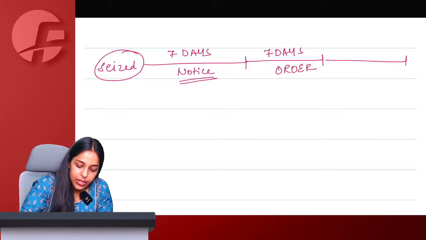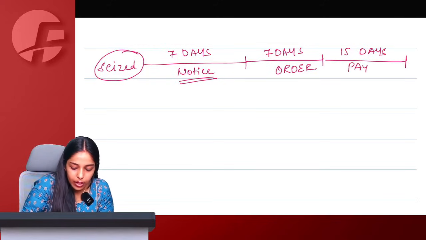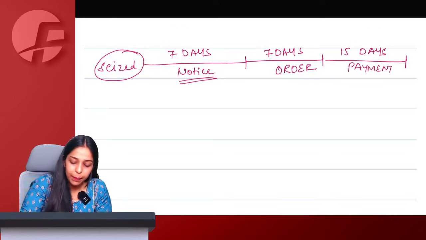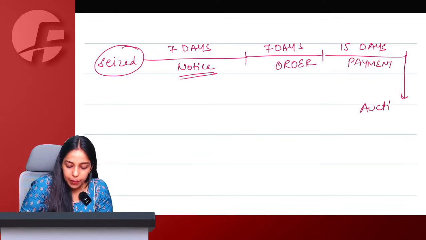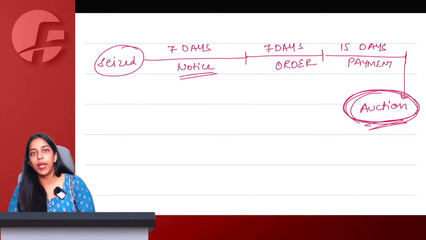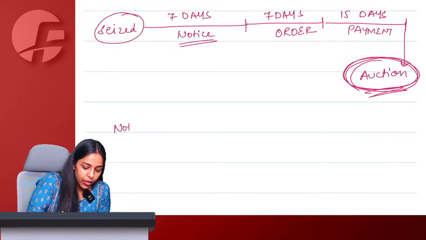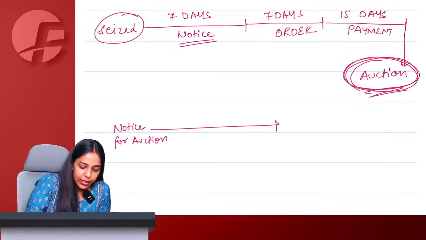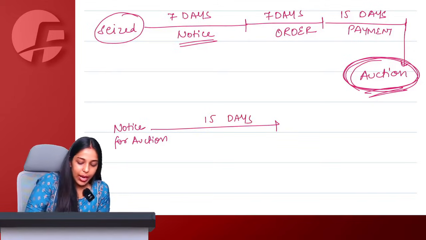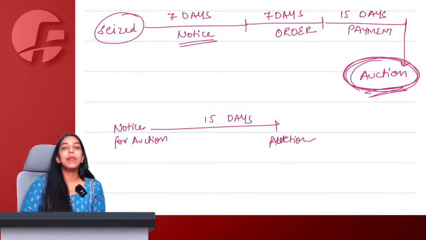From the date of order, within 15 days, I have to make the payment. If I don't make payment, ultimately it can be decided that yes, auction will be done. This is decided, that now an auction for my goods will be done. Now to conduct the auction, they will have to issue a notice for the auction, at least 15 days time, so that people can submit their bids.